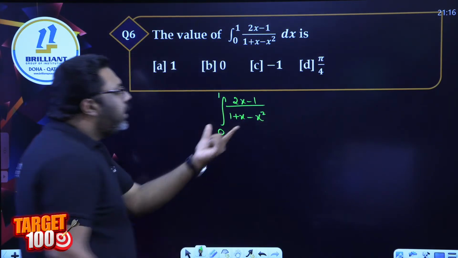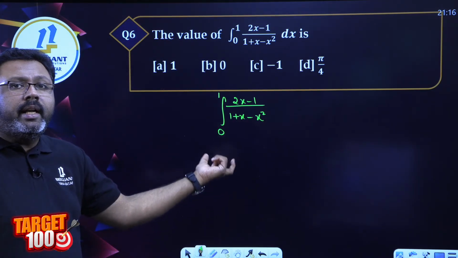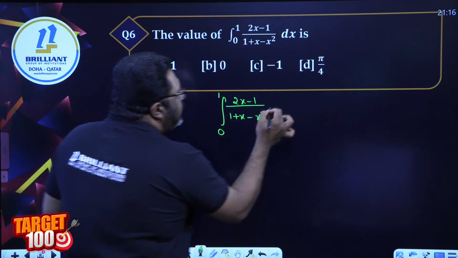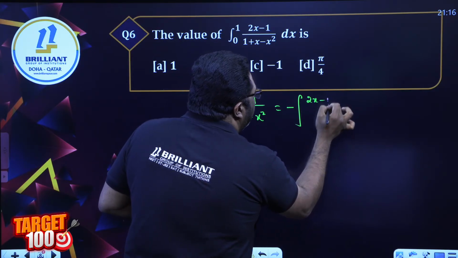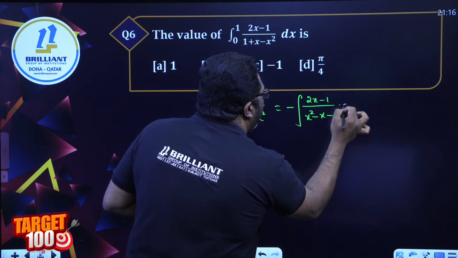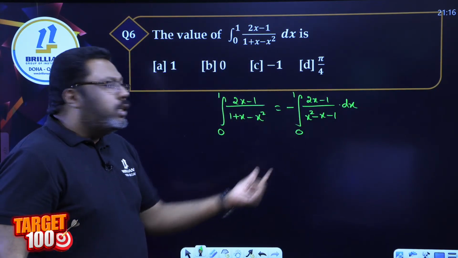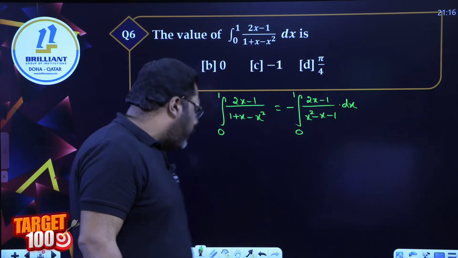Don't think you'll be doing it with linear by quadratic. It's useless because it's just 1 mark. Linear by quadratic is a standard question for 3 marks. Look at the denominator: if I take a negative out from this, you will get x squared minus x minus 1 dx. Do you see that the numerator is the derivative of the denominator?